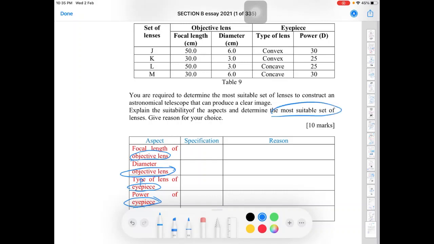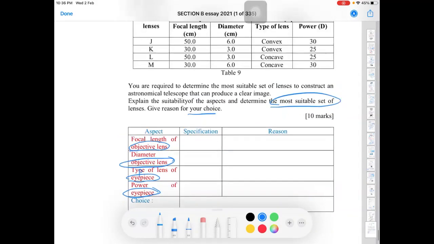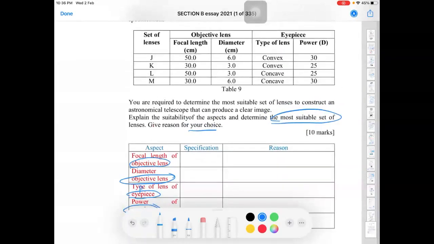Okay? Alright. So sekarang explain suitability of the aspect and determine the most suitable set. You nak set yang betul lah. So untuk jawab soalan ini pastikan you tahu nak beza teleskop dengan mikroskop. Dua benda yang guna 2 convex lens tapi dia punya position and arrangement is not the same. Jadi pastikan kamu tahu betul-betul lah. Jadi dalam kes ni untuk objective lens, focal length kita mesti kita nak besar. Diameter mesti kita nak besar. Ini mesti kita nak convex. Power dia mesti kita nak high.